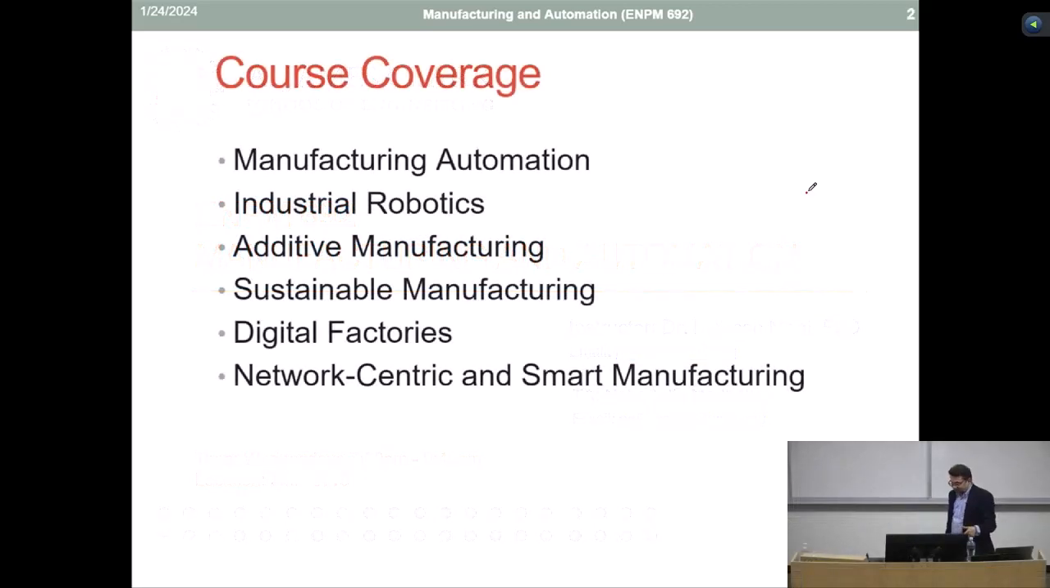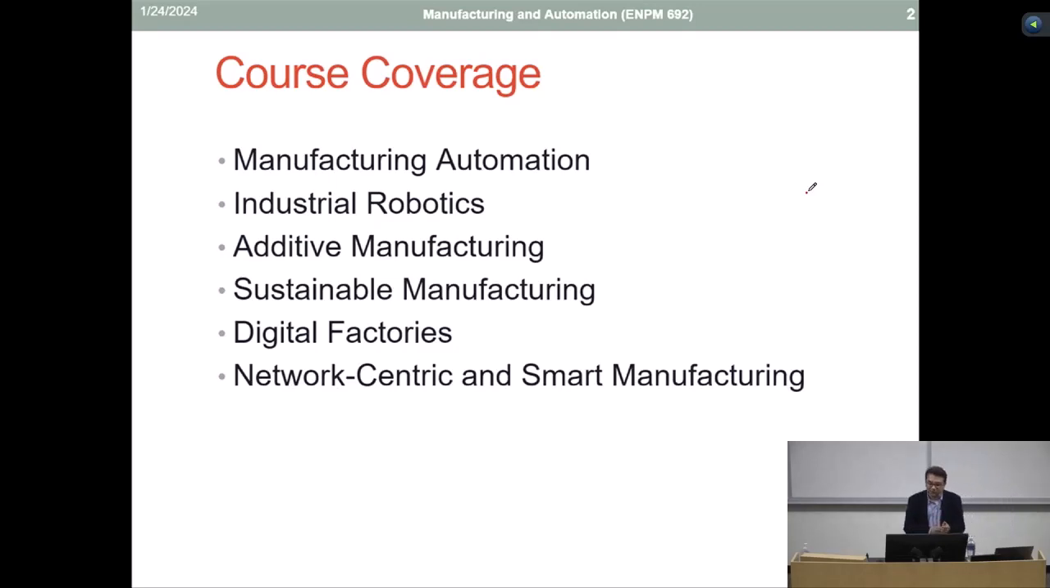So this is not an in-depth course on any of these areas, right? But rather a combination of all of these areas. So the idea is you touch upon manufacturing automation, you also talk about industrial robotics, additive, sustainable manufacturing, digital factories, and smart manufacturing. What you learn really in this particular course is how all these come together. The intention of this course is really to talk about smart manufacturing. What do we mean by that? What do you mean by advancements, right? And what are some of the disruptive technologies?